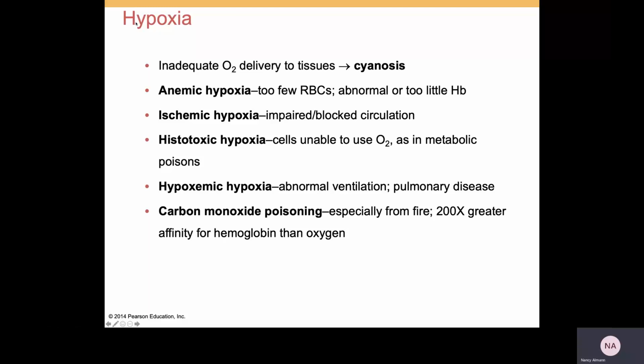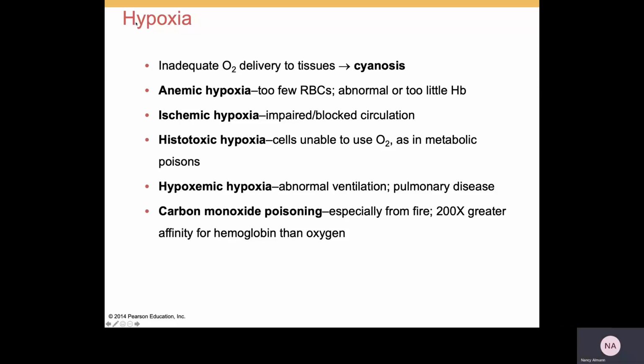Hypoxia, there's several different types. Let's look at those. If your patient is somewhat blue in skin, you may have inadequate oxygen delivery to the tissues, cyanosis. Anemic hypoxia means that you have too few erythrocytes or abnormal or too small amount of hemoglobin. If you have ischemic hypoxia, you're going to have impaired or blocked circulation. If you have histotoxic hypoxia, there's some sort of metabolic poison that might have kicked in or has been spreading throughout the system, and the cells are actually unable to use oxygen.